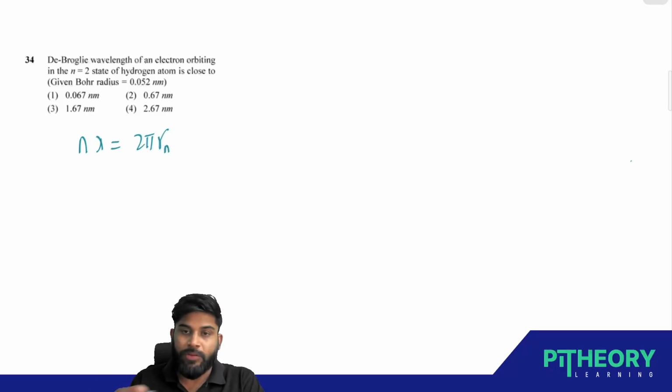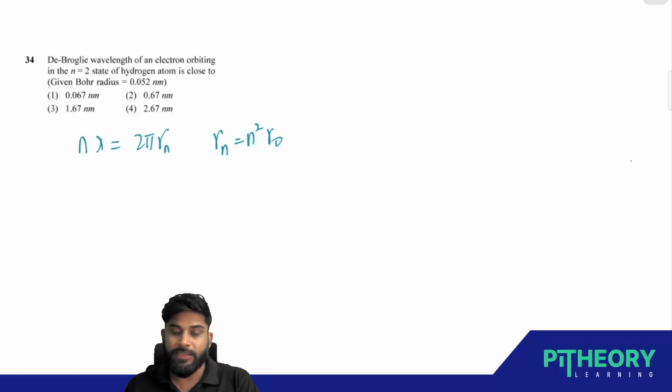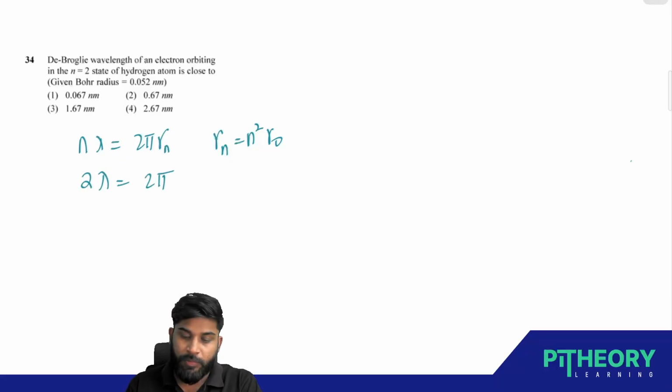Correct? r_n, if you are taking the nth orbit. What is the nth orbit relation? r_n is equal to what? n squared r naught, where r naught is the Bohr radius. You can actually tell that is the radius of the first orbit. So here we get the relation n lambda equals 2 pi into n squared r naught. So the n cancels off. You get lambda is equal to pi into, n is nothing but 2, so 2 squared into r naught.